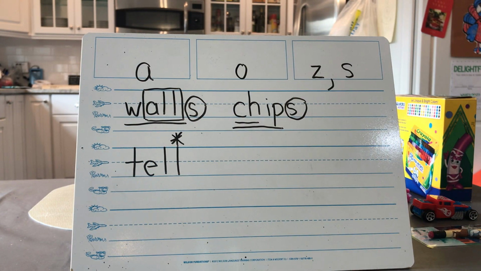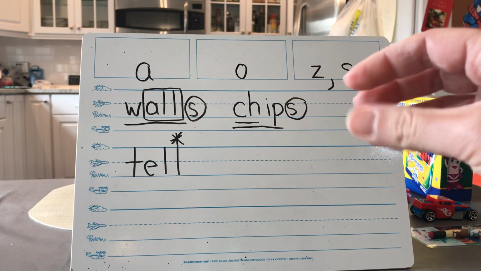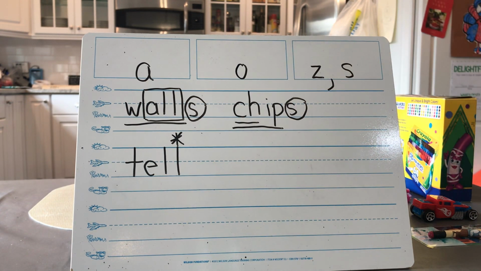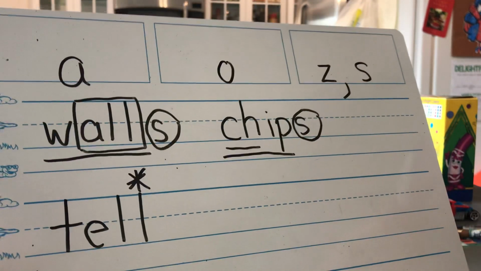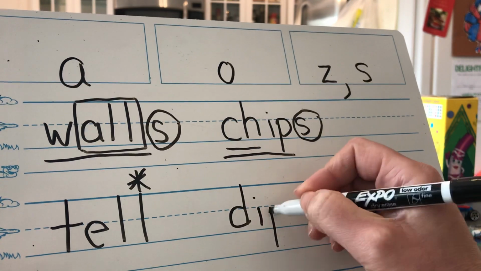T-E-L-L. Next word, dip. Let's say it and tap it. Dip. Elbows up. Let's tap. D-I-P. Dip. So dip is D-I-P.